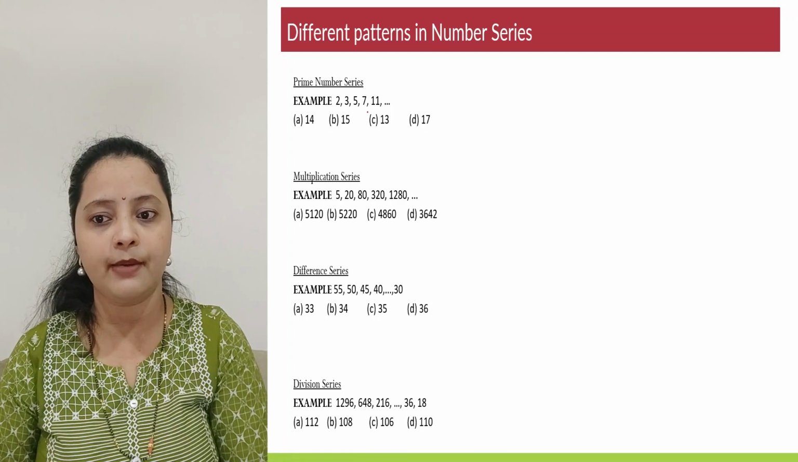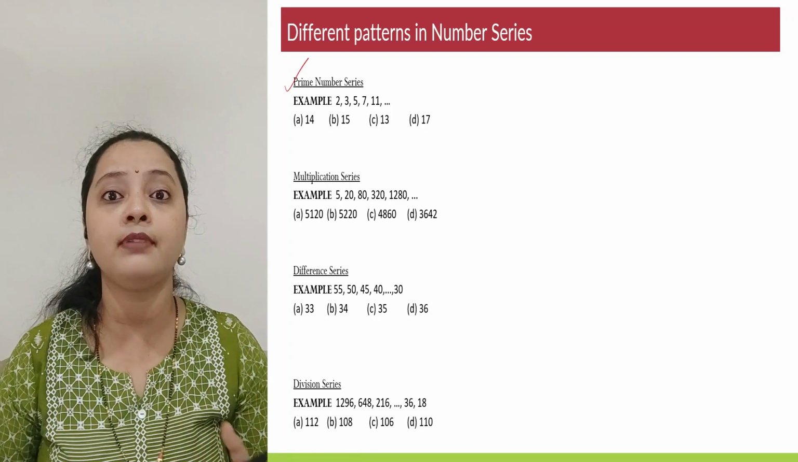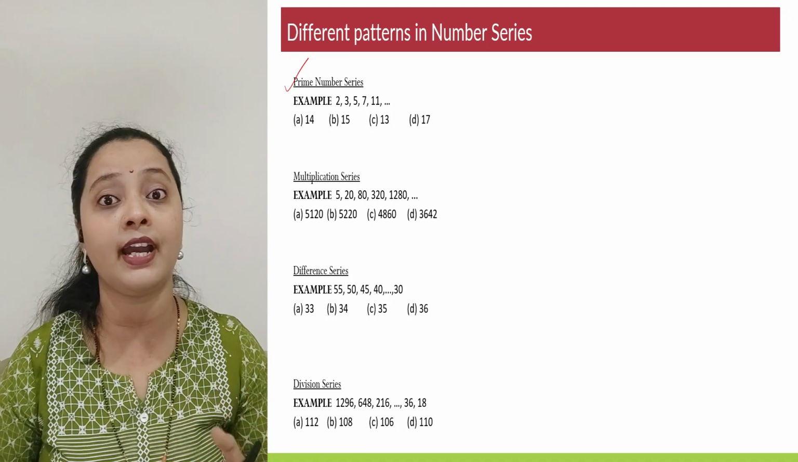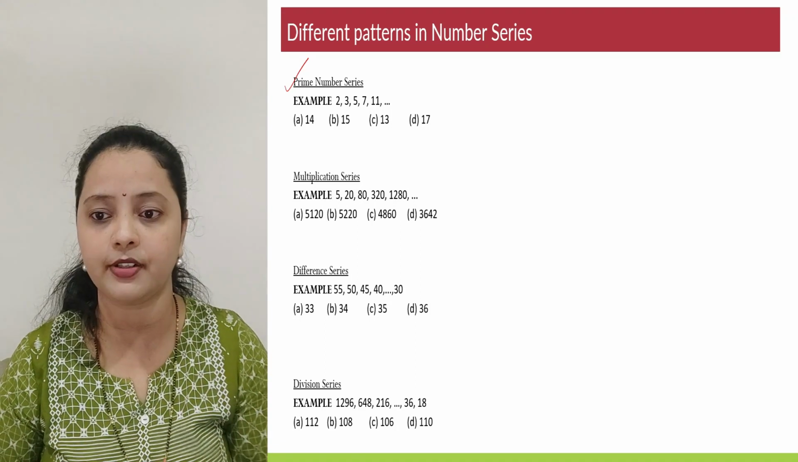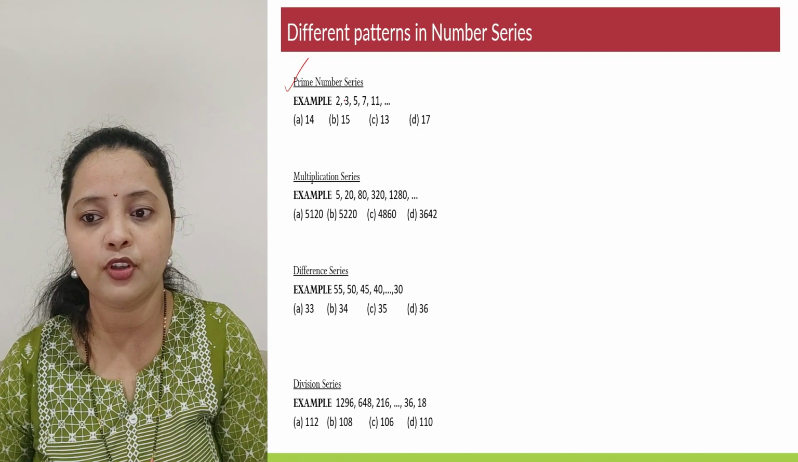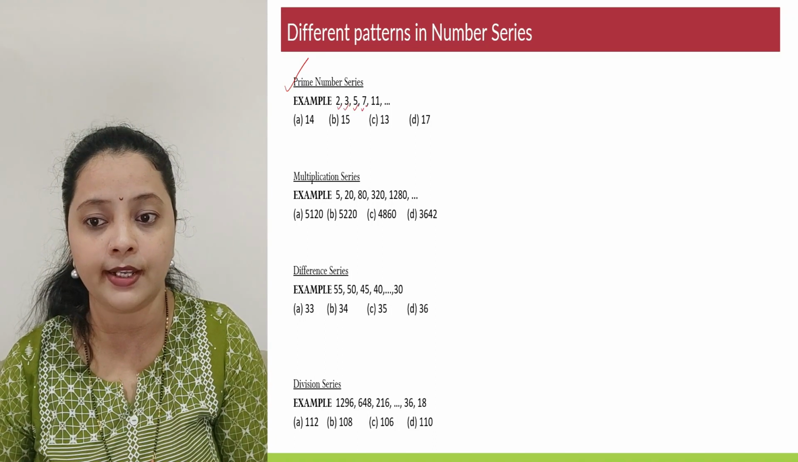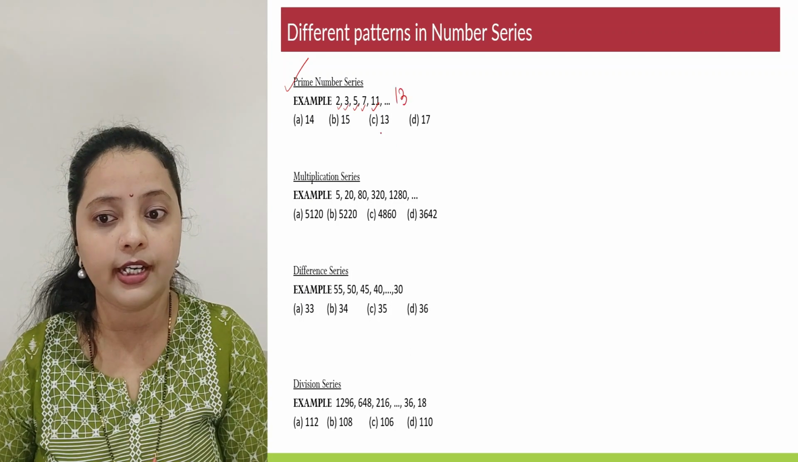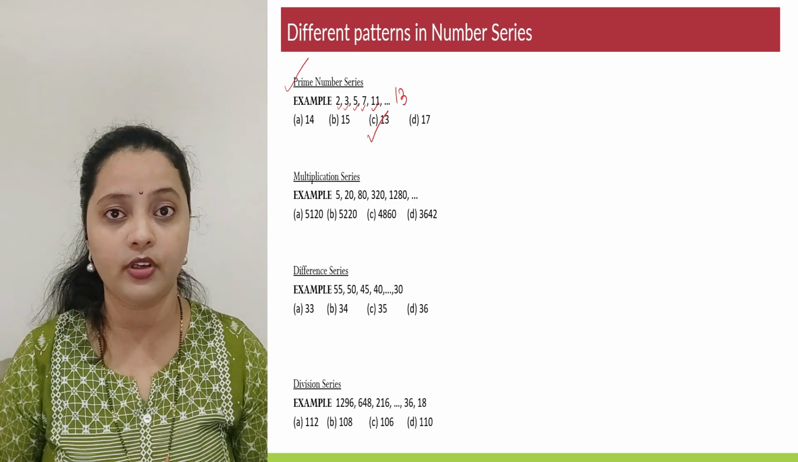Okay, so the first type of series that we have, it's a prime number series. What are prime numbers? The numbers which are divisible by 1 and itself, or the numbers who have two factors. So the sequence is prime numbers: 2, 3, 5, 7 and 11. So the next prime number that we have in line is 13. So your correct answer would be option C. Okay, this is one type.